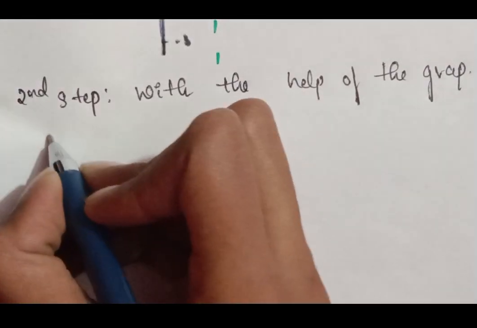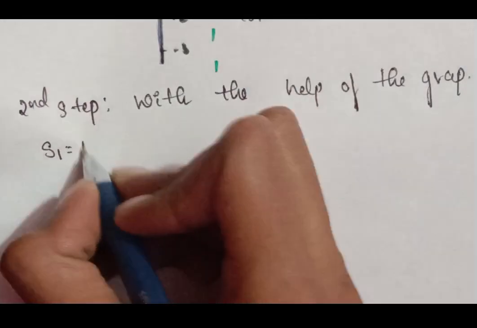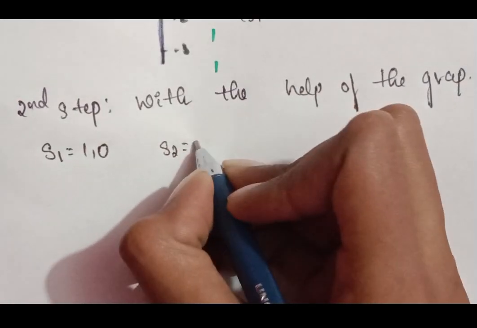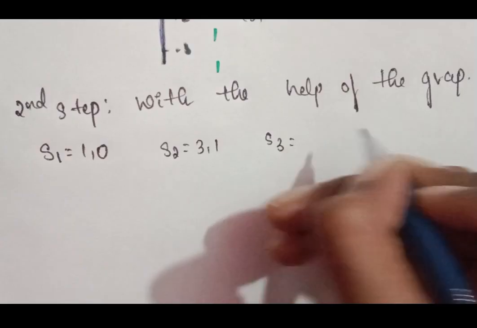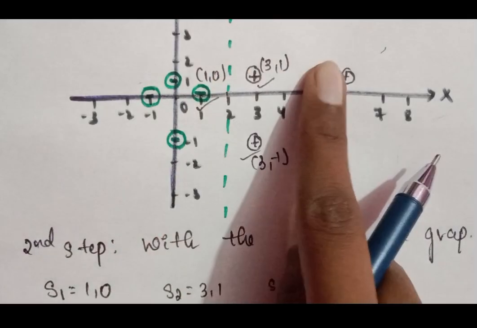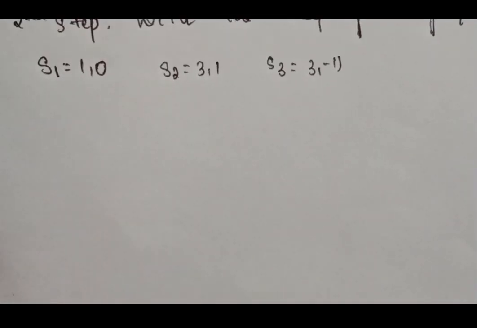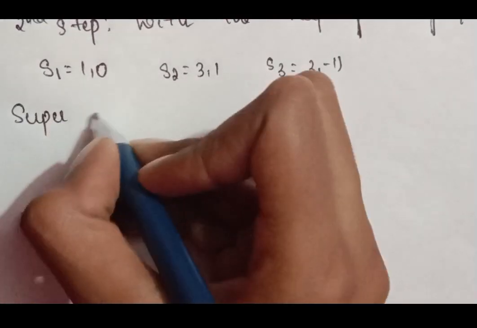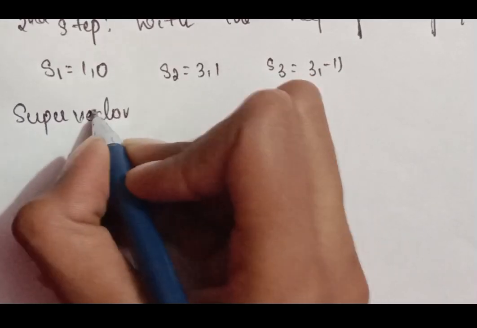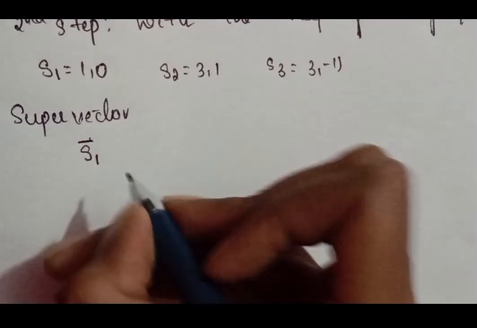First I consider S1, the first point, that is (1, 0). S2 is (3, 1). S3 is (3, -1). So these are the 3 points that I am going to consider. Now, for the support vector, we are going to place a vector.